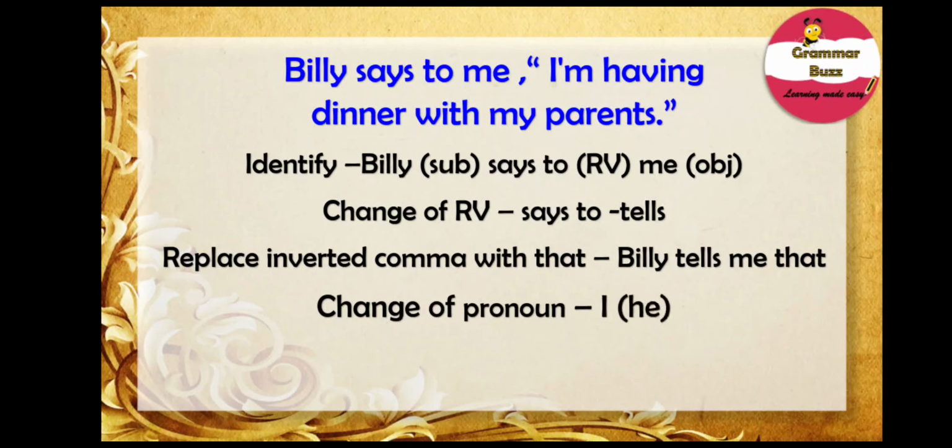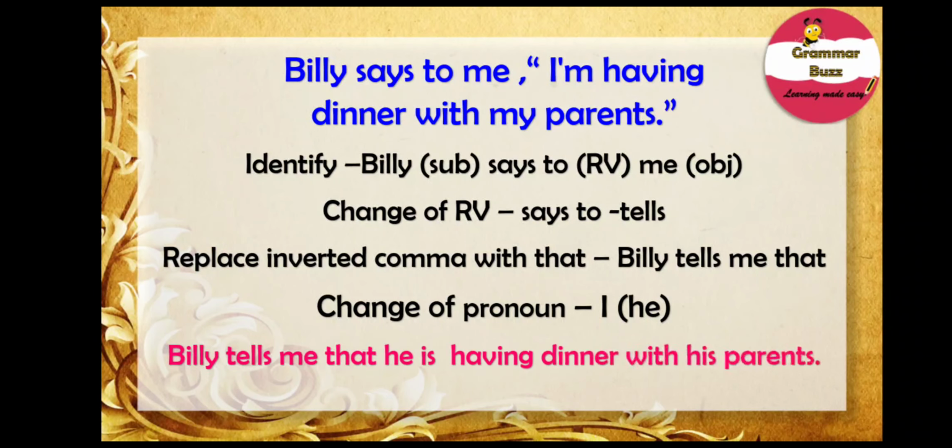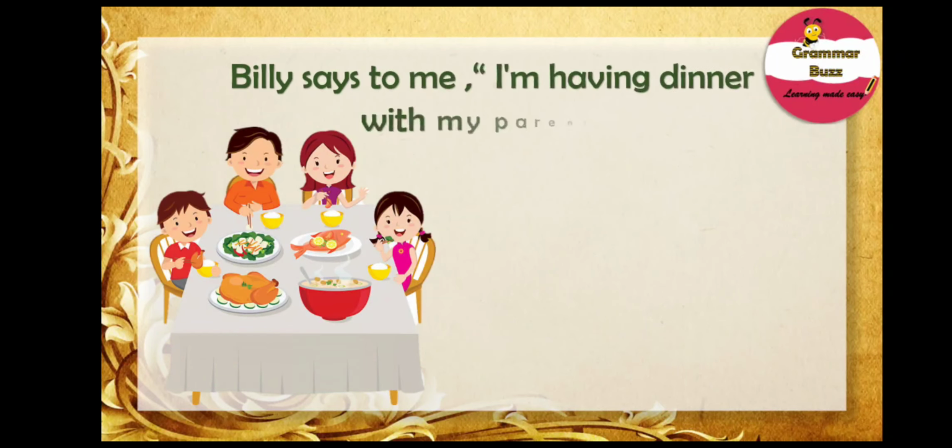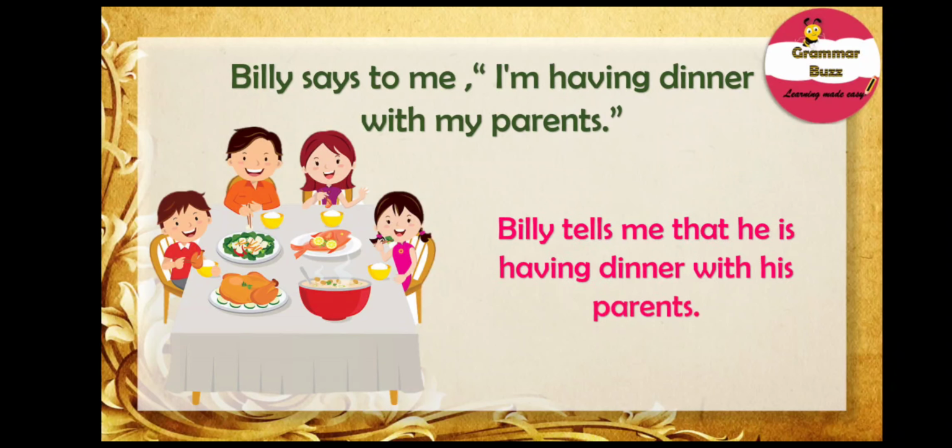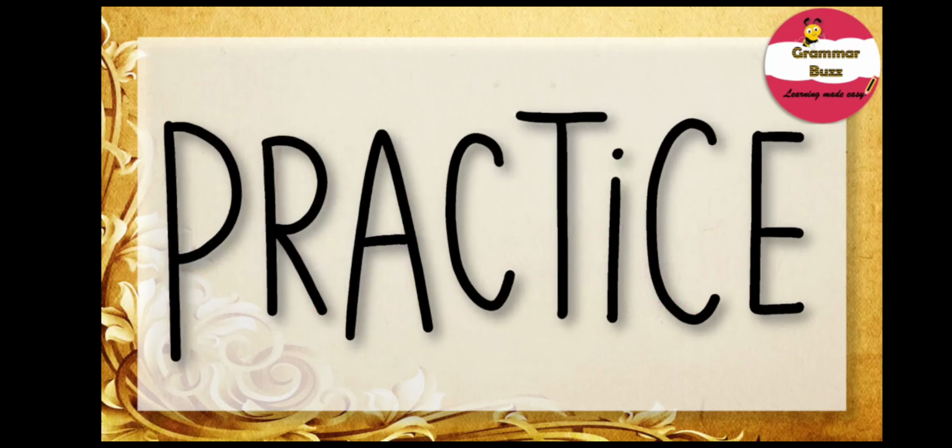The fourth step is to change the pronoun. In this case, I is the first person pronoun, and since Billy is the subject, it gets converted to he. The fifth and the sixth step are eliminated since the reporting verb says to is in present tense, and we have: Billy tells me that he is having dinner with his parents. So that's our sentence. Billy tells me that he is having dinner with his parents. And with that, we move on with our practice time.